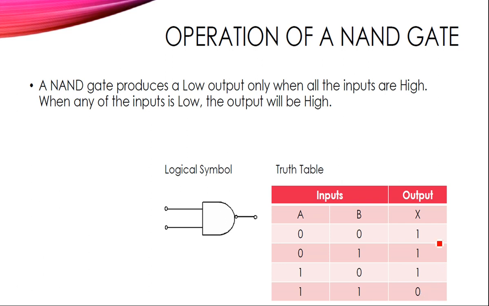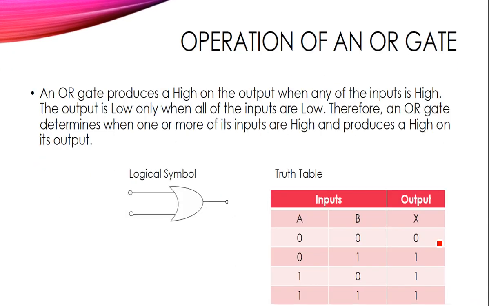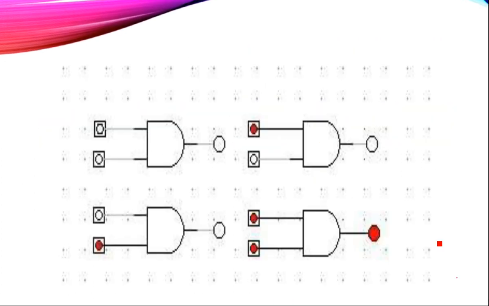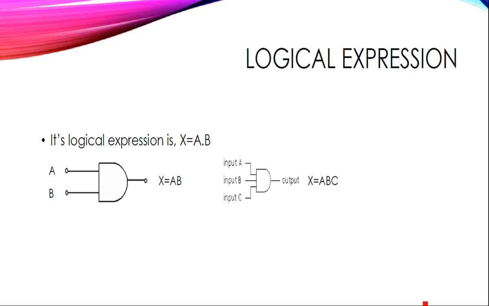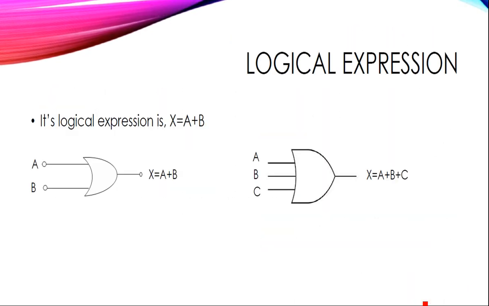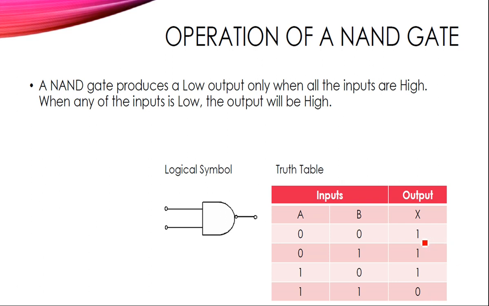So if you consider the AND gate truth table, you can see here. So here the first three combinations of input, the output is 0. And when both the inputs are high, the output is high. But in the NAND gate it is opposite to that, you can see here. So when both the inputs are high, the output is 0, otherwise the output is 1.